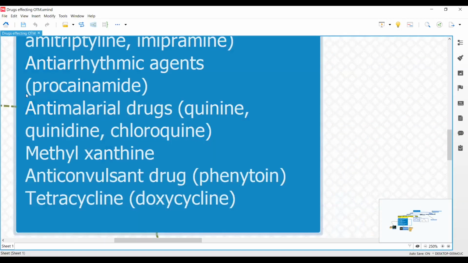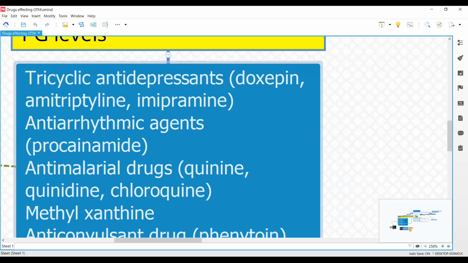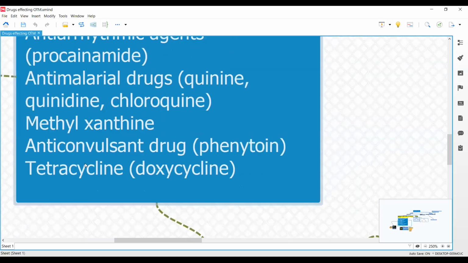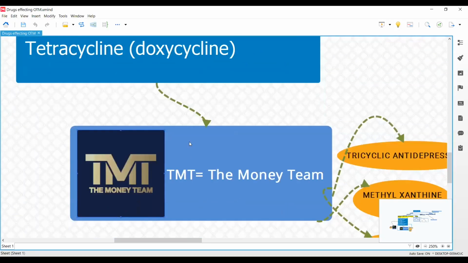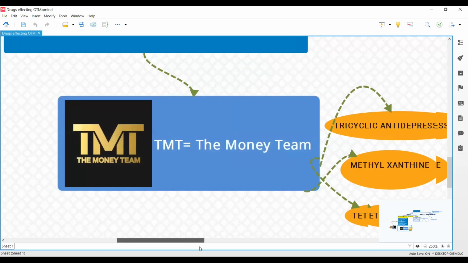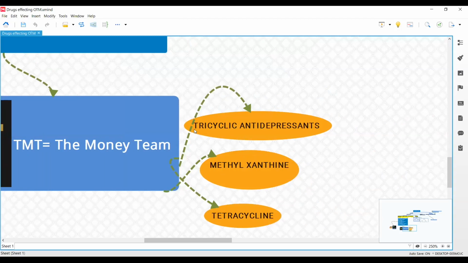The remaining are tricyclic antidepressant, tetracyclines, and methylxanthine. To memorize this, you have the mnemonic: the money team, TMT. T for tetracycline, M for methylxanthine, and T for tricyclic antidepressant, which you can see over there. The money team: T for tricyclic antidepressant, M for methylxanthine, and T for tetracycline.